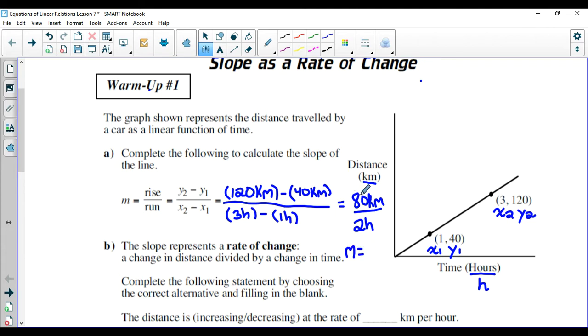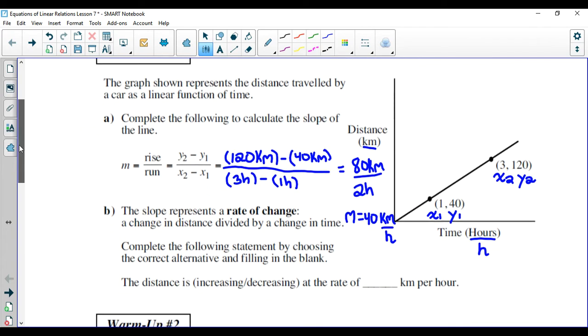And then if we just calculate this, we're going to do it in 2 parts. First of all, let's take the numbers and divide them. So 80 divided by 2 would give you 40. And then look at the units as well. The units, kilometers and hours, are distinct units. They would not cancel each other off. So for the units I would just write it as a fraction: kilometers per hour.